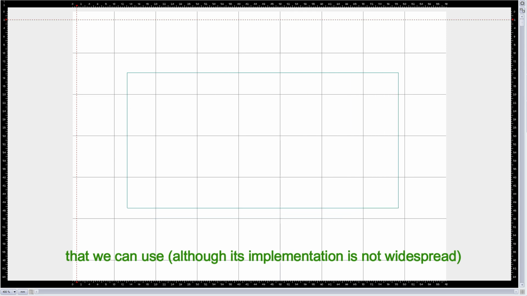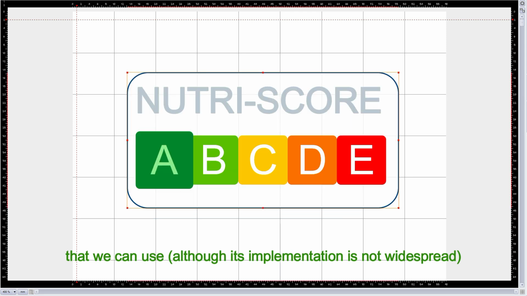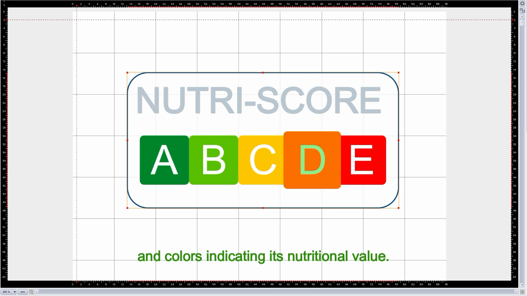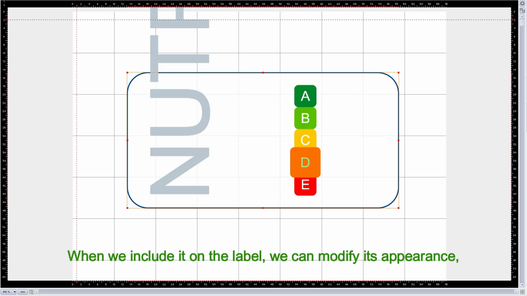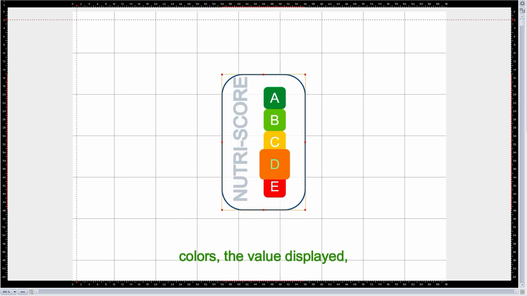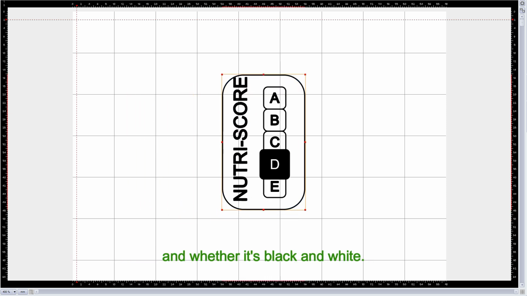One specific element of the food industry that we can use, although its implementation is not widespread, is the Nutri-Score symbol, which is used to label a food product with letters and colors indicating its nutritional value. When we include it on the label, we can modify its appearance, colors, the value displayed, and whether it's black and white.